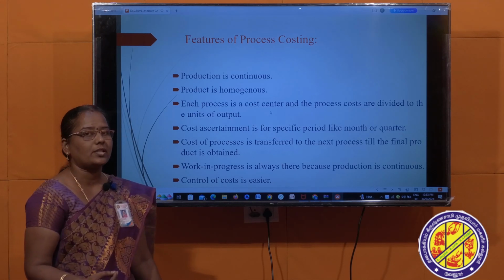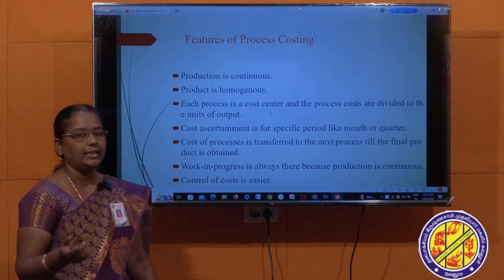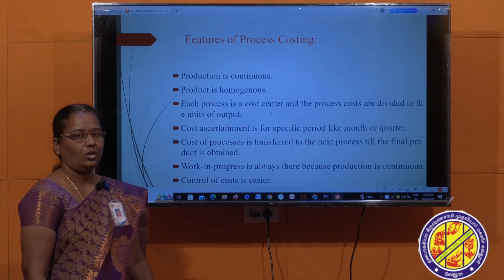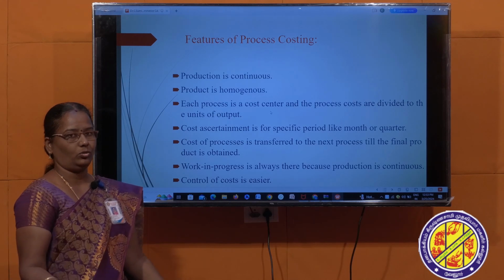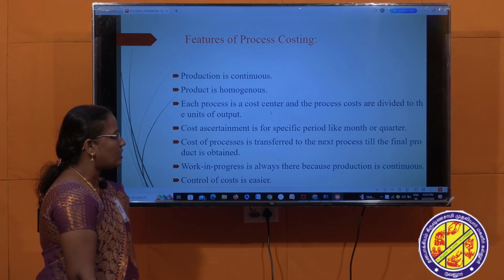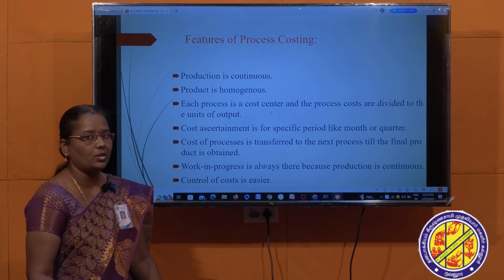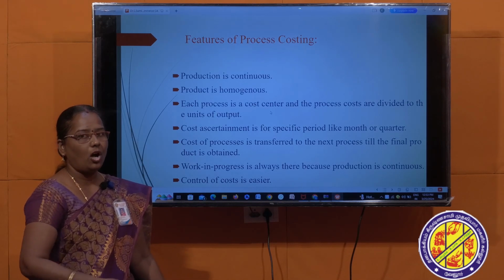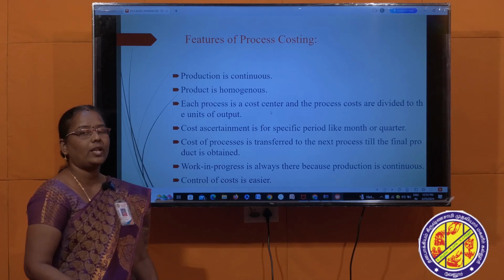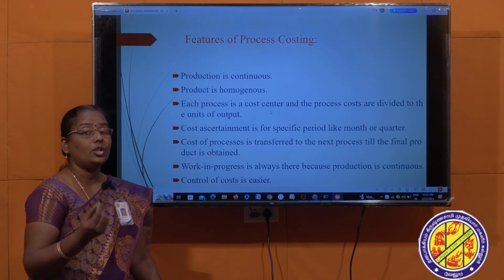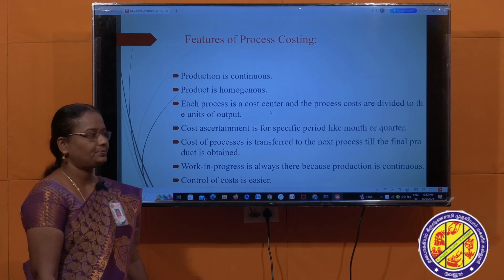In each process there may be a loss, and the loss can be calculated on the normal output. It may be normal loss, abnormal loss or both. Work in progress is always there because production is continuous, so work in progress will be ongoing only. Control of cost is easier. You can control the cost, control the inventory cost, everything is very easy.